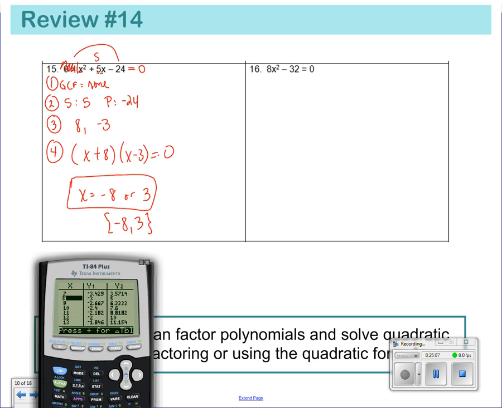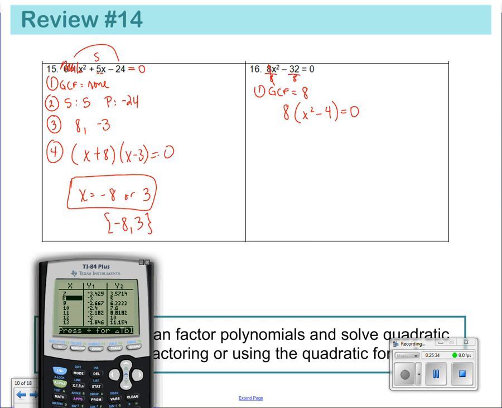Number 16, we're still solving. We want a GCF. Notice it has an 8 in front of the x squared, so let's see if 8 works. Yes, 8 does go into 32. I don't have any x's there, so 8 is my only GCF. This leaves us with x squared minus 32 divided by 8 is 4, equals 0.